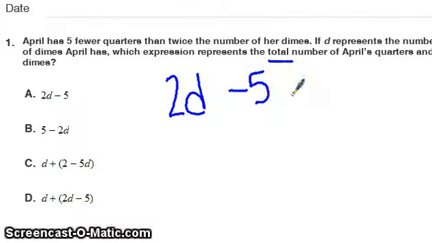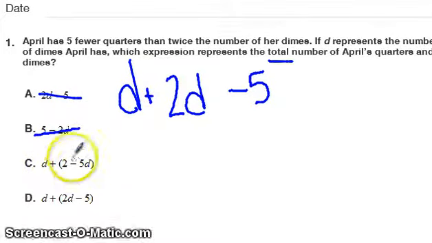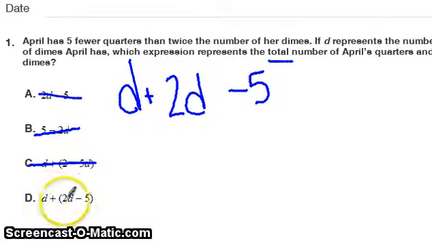and dimes. So we actually have to add D to this. So D plus 2D minus 5. It's not this one, that's not enough. This one's backwards. This one is subtracting. And it's got the things in the wrong order. It should be 2 times D, not 5 times D. Alright, so this is the correct answer choice for this one.